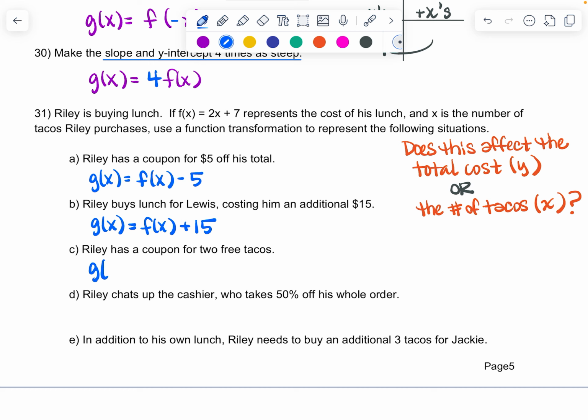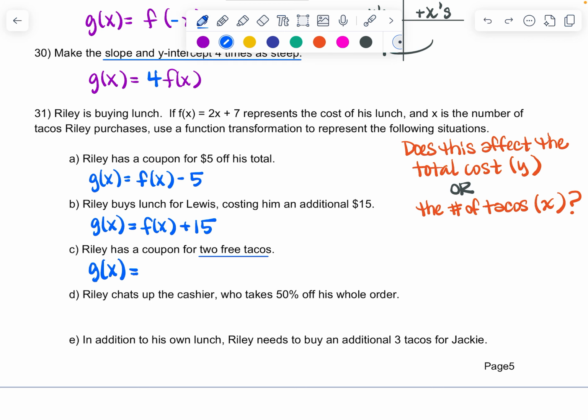All right, letter C, again, new function. Riley has a coupon for 2 free tacos. If we're only talking about 2 free tacos, that means we're only affecting the number of tacos that he's buying. So that's going to be affecting the x. The plus 7 would not change. If that $7 represented him buying a drink and a burrito, that wouldn't change because he got 2 free tacos.